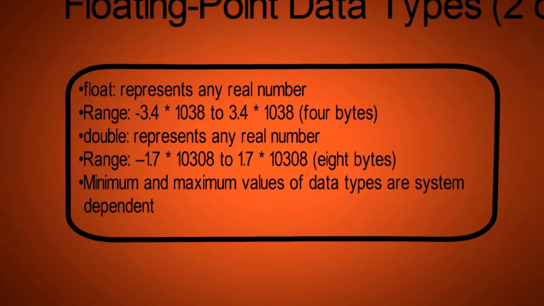Floating point data types. Float represents any real number. Range: -3.4 multiplied by 10 to the power 38 to 3.4 multiplied by 10 to the power 38, 4 bytes. Double represents any real number. Range: -1.7 multiplied by 10 to the power 308 to 1.7 multiplied by 10 to the power 308, 8 bytes. Minimum and maximum values of data types are system dependent.